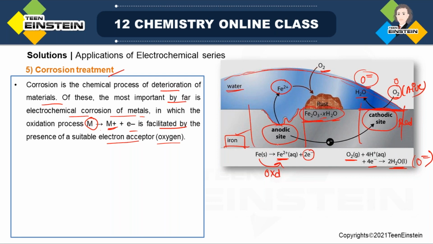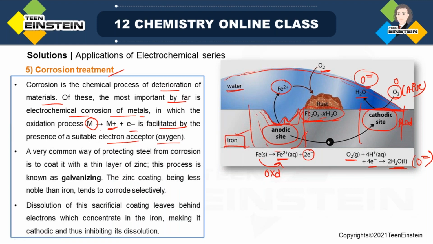So as a result, what will happen? In this narrow cracked space, there will be more and more corrosion. Ultimately the total iron in this space will be removed in the form of Fe2 plus. So this is the corrosion process, but we can prevent it. How can we prevent it?